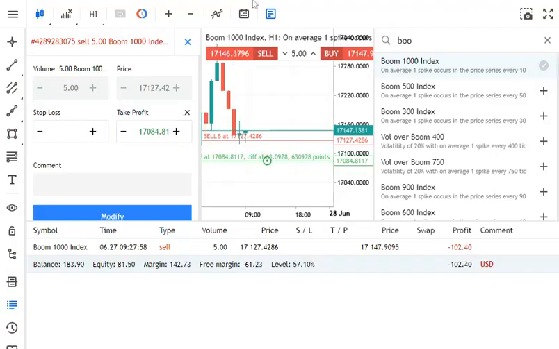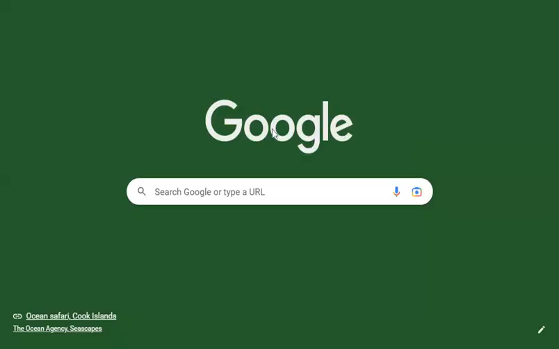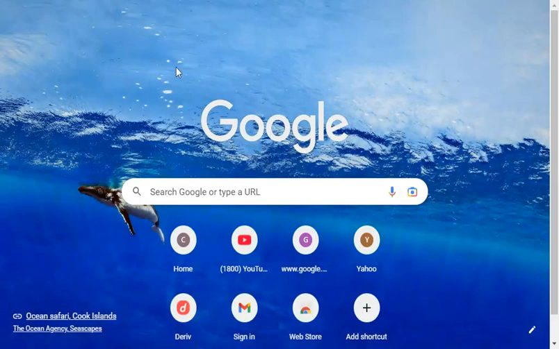The best place to check this out from is charts.deriv.com, and that's where I'm going right now. I'll take you over there and explain the strategy in outline form. So you've got $200 and you want to gamble on the Boom and Crash indices, trading against the spike.